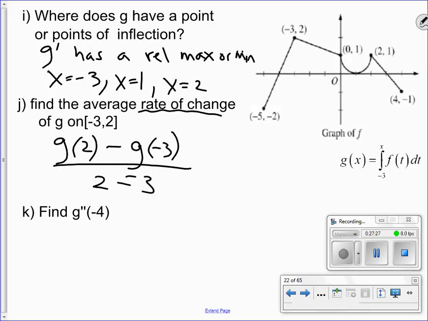Oh, g of 2. How am I going to get that? How are we going to get g of 2 with the graph? G of 2 equals the definite integral from negative 3 to 2 of f of t. So to get g of 2, according to this definition, it's the definite integral from negative 3 to 2.